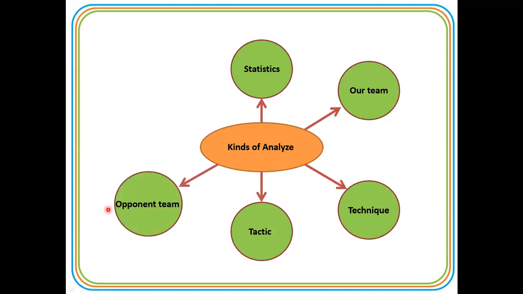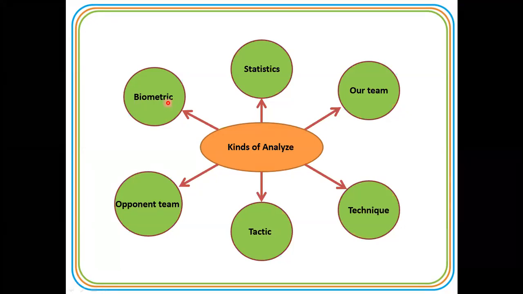Okay, opponent team analysis is normal, and teams use this item very much. They analyze the opponent team and get some information about it. And the last one is biometric, and this is very good. We have two or three very good apps and programs for biometric analysis, and I will tell you about this app in the next slide.